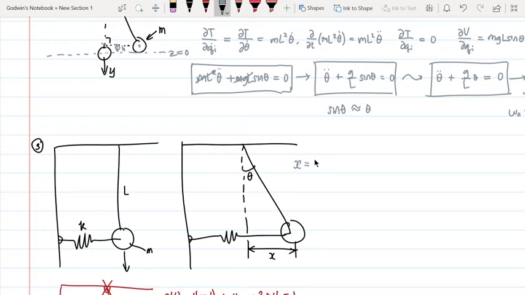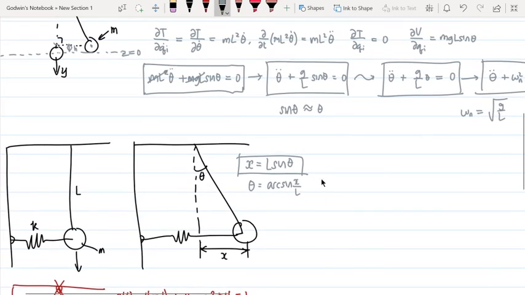Your x is just L sine theta. So we can either make x in terms of theta, or we can make theta in terms of x, which is the arc sine of x over L, which is not that good. So I guess we'll just use x equals L sine theta and make everything in terms of theta. So same as always, what's our kinetic energy?